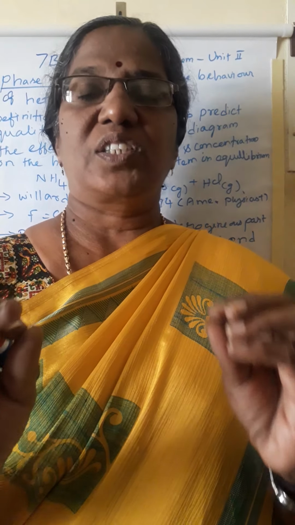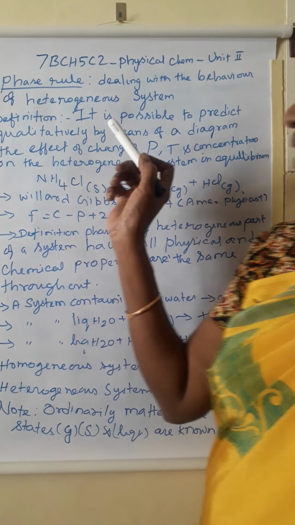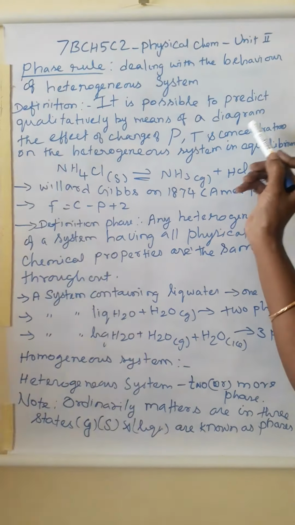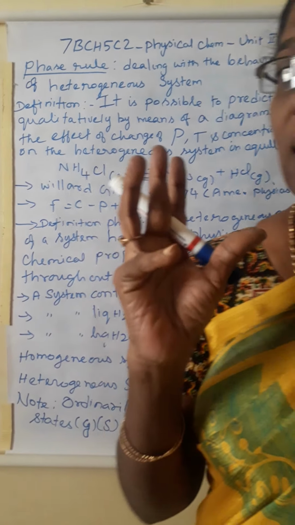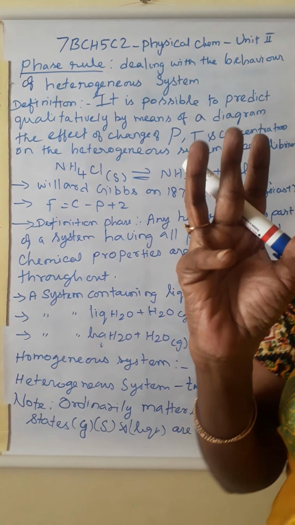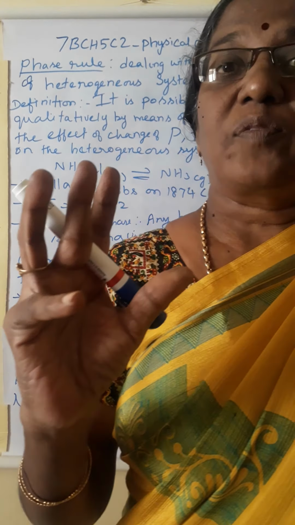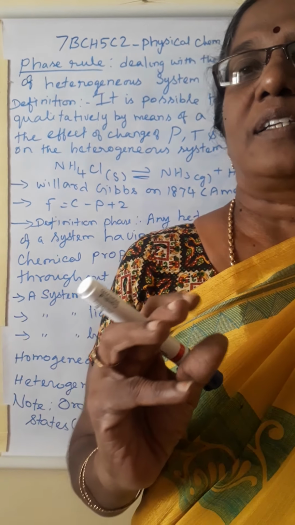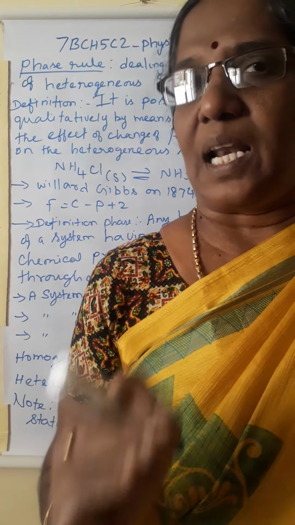Then we are going to know about the phase rule. What is the phase rule? Here is the definition. It is possible to predict qualitatively by means of a diagram. Qualitatively means that it is different from quantitative. Quantitative means the amount. Qualitative means identification of the elements.